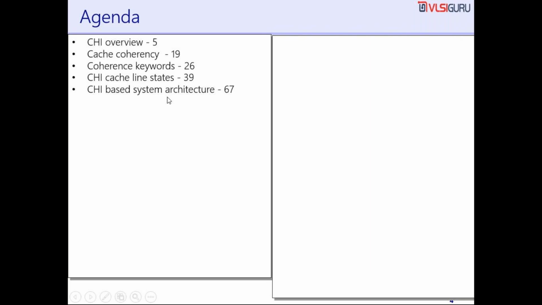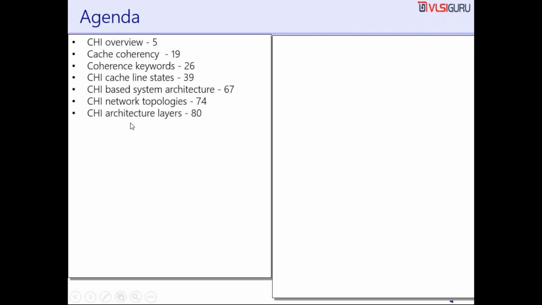What are the different components that are present in the Chai? It could be the requester node, subordinate node, or the home node. So we'll talk about all those things and what are the different types of topologies that are used in a Chai based architecture. And then we'll talk about the Chai network topologies, that is mesh topology, ring topology. There are various topologies. We'll touch upon all those things with the relevant examples.